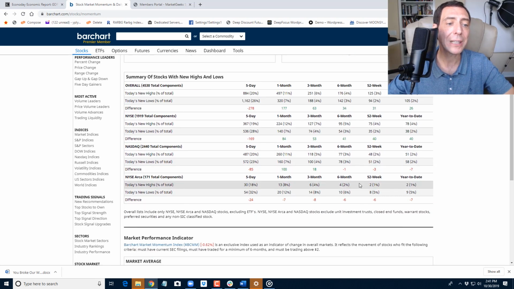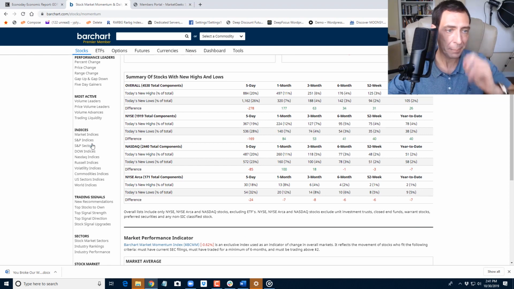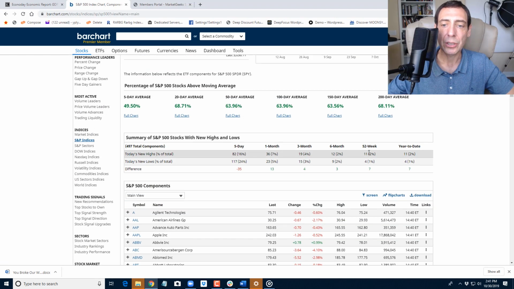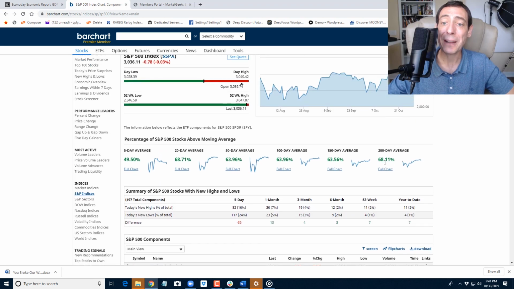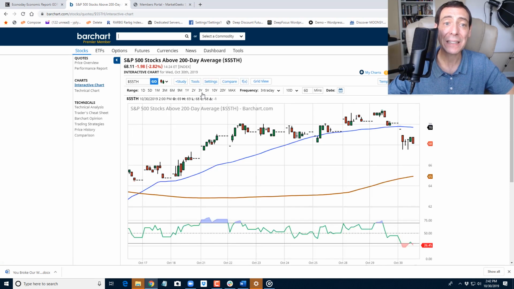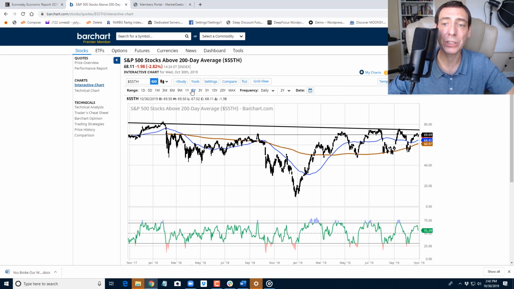But if you look at the S&P 500, let me show you this right here, you will see that about 68% of stocks are trading above the 200-day moving average. And that's not very bullish. I mean, that's too bullish. So what you're seeing here is a 2-year chart of momentum. This is percentage of stocks trading above the 200-day moving average.